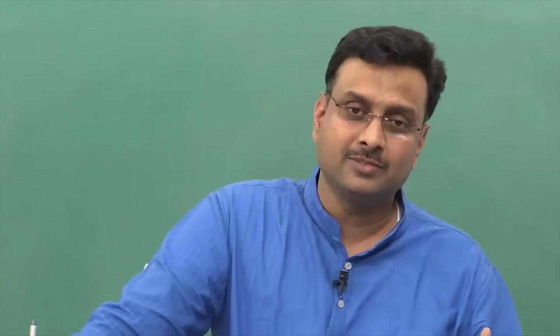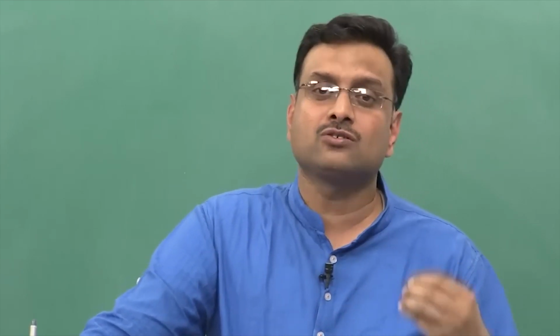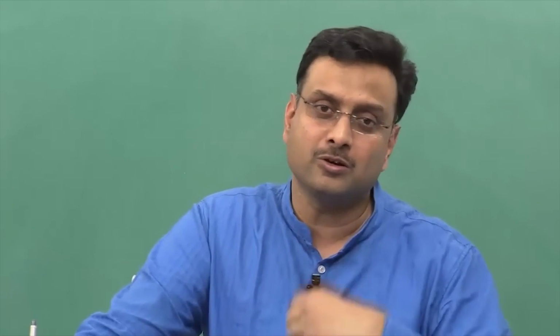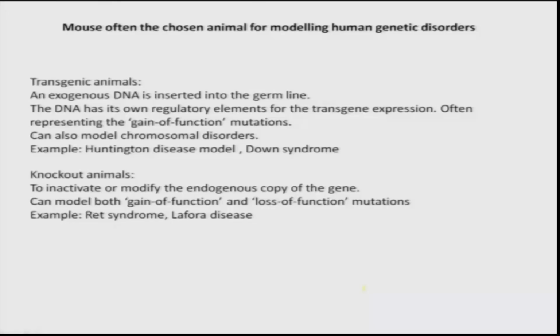One is called transgenic animals, meaning you are putting some extra copy of DNA, and this DNA need not be from mouse. It could be from the human, or it could be some engineered DNA sequence. You can put it inside the mouse genome and let that foreign DNA express and give a phenotype that you want the animal to develop. So these are, as I told you, exogenous DNA inserted into the germ line. What do you mean by germ line?